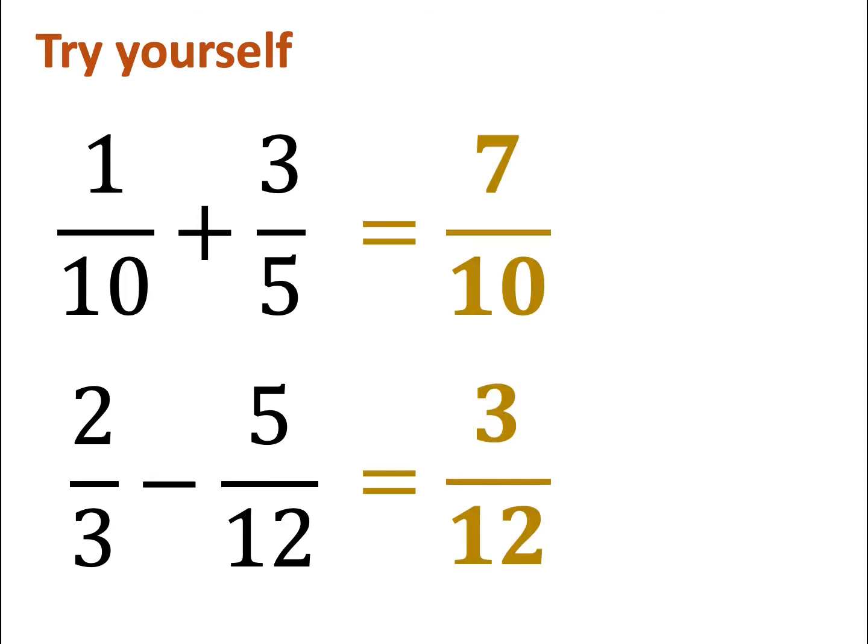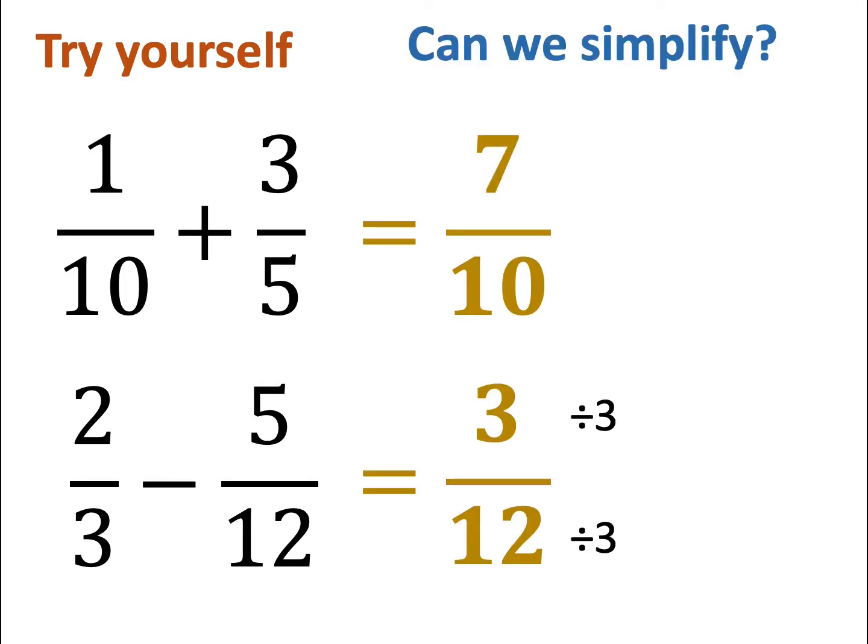Could we simplify 3 out of 12? 3 and 12 can both be divided by 3. 3 out of 12 is simplified to 1 quarter, or 1 out of 4.